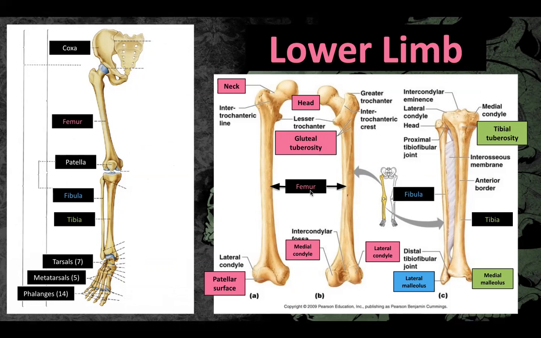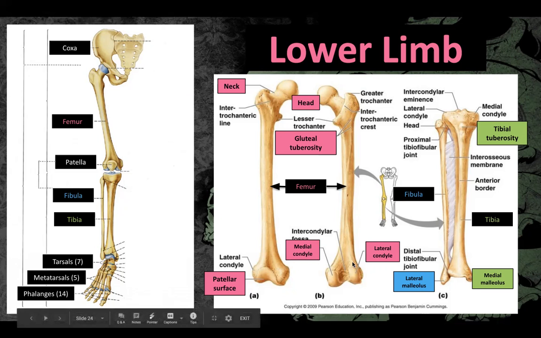Okay, so we can see some of the features of the femur here, and then the tibia and the fibula. So, you know, some kind of interesting stuff. The tibial tuberosity, that's where the patellar tendon is going to attach. We have the gluteal tuberosity here, which is where your gluteus maximus is going to attach. The head that fits into the acetabulum of the coxa, the neck, and then some condyles that will articulate here with the tibia.